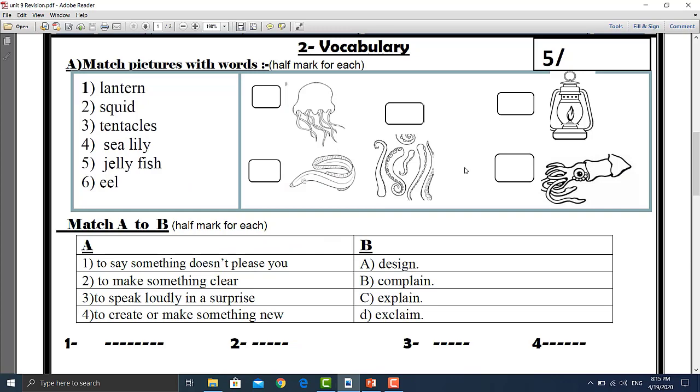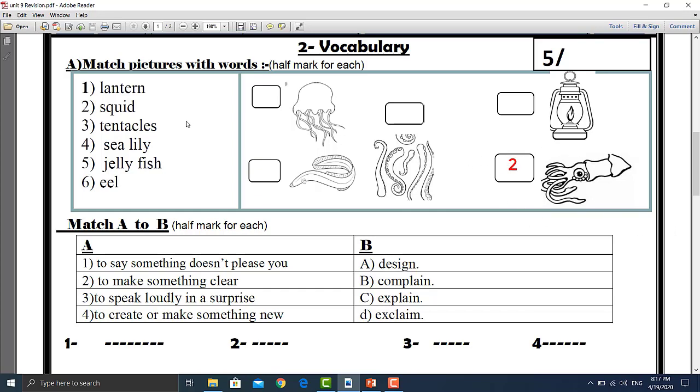Now let's move to the second part of the revision or the exam, which is vocabulary. So let's start with A. Match pictures with words. Number one, lantern. Great, lantern. Write number one here. Number two, squid. As we studied before, squid is here.